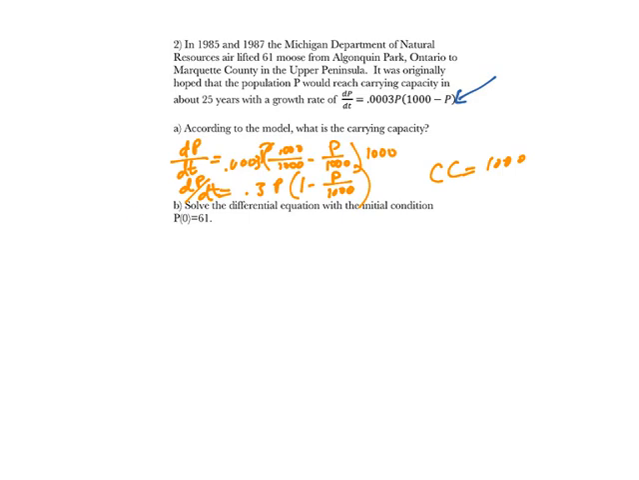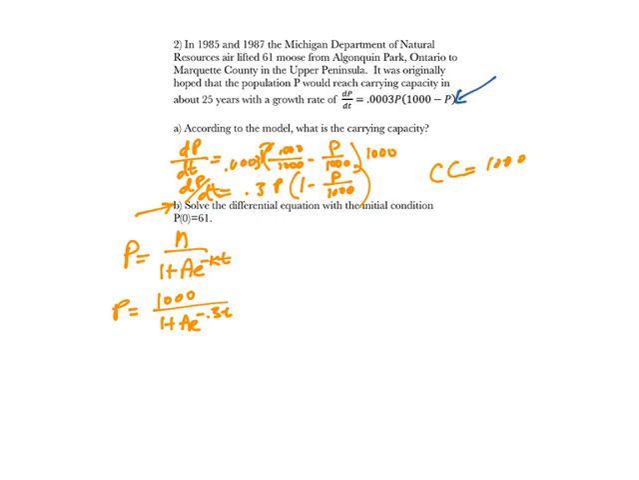Now they're asking us to solve the differential equation with initial condition P of 0 equals 61. So now they want me to solve the differential equation P equals M over 1 plus A e to the negative kt. So what do we know? Well, we're solving for P, so P equals, we know the carrying capacity is 1,000 over 1 plus A e to the negative, k is going to be 0.3 t.